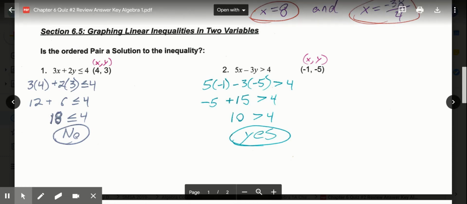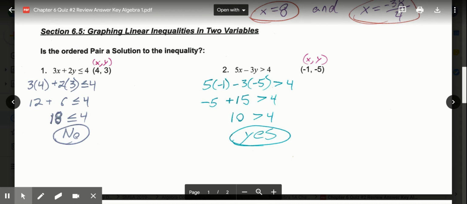So replacing x and y, we get 3 times 4 plus 2 times 3 is less than or equal to 4. So is 12 plus 6 less than or equal to 4? 18 is not less than or equal to 4. So no, that would not be a solution.